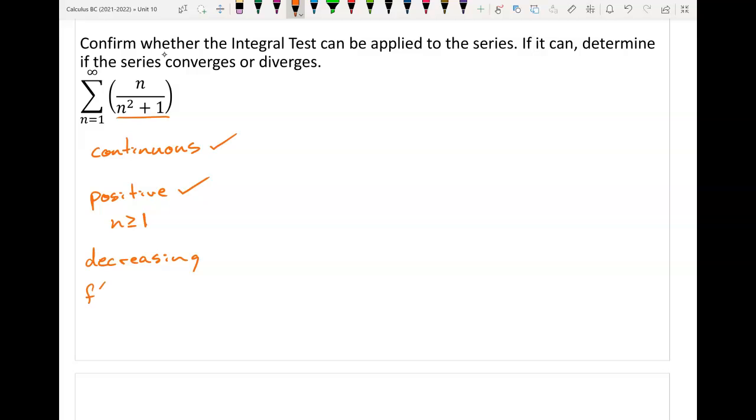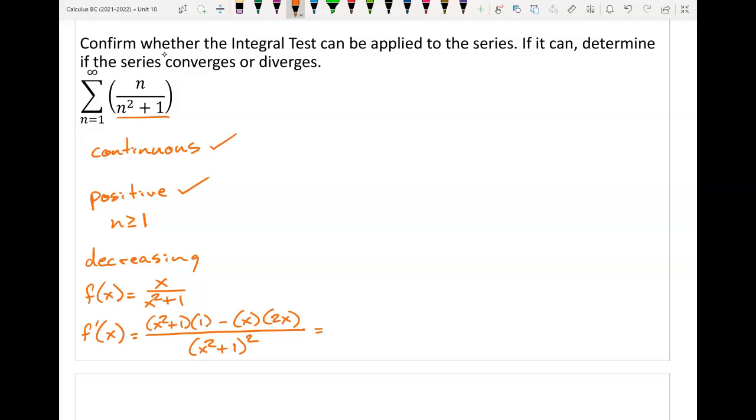So let's go ahead and look at the derivative. We'll say f of x is x over x squared plus 1. So what would that require? Our quotient rule, right? All right, so let's see. Low d high minus high d low over low low, right?